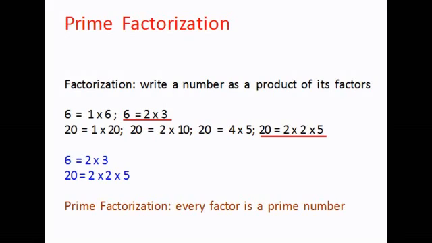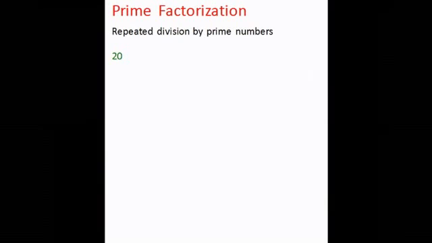Now, how do we get these prime factors? That means, how do we do this prime factorization? What we need to do is, we need to divide the number by prime numbers repeatedly until we get all the prime factors. So prime factorization is done by repeated division by prime numbers.